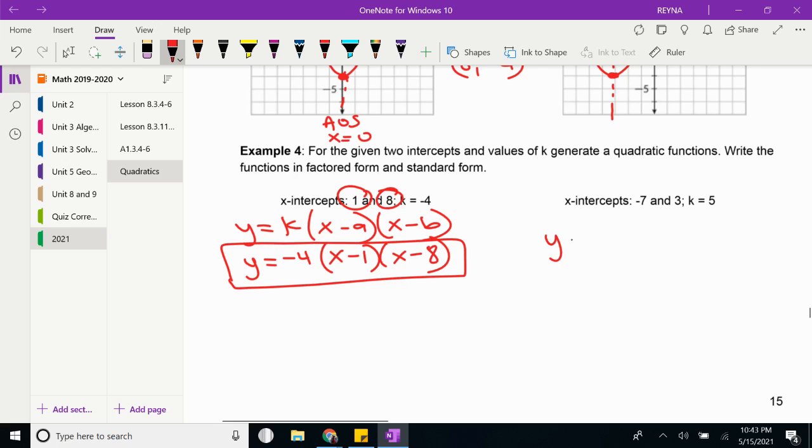Okay. So how would I write this one? So 5 would go first, and then we would have x, and then it's the opposite. So this is a negative 7, so we put plus 7. And then this is a positive 3, so we write negative 3. Because again, if I were to put negative 7 in there, that would make 0. If I would put positive 3 in there, that would make 0.